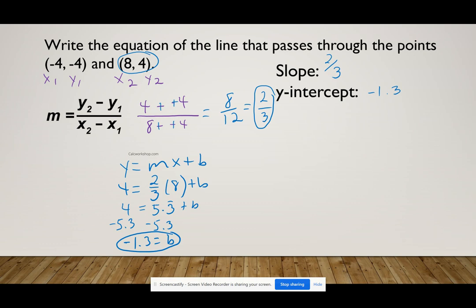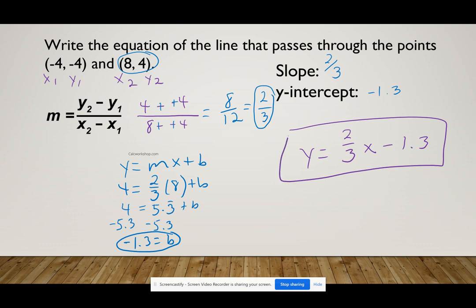All right, so if I were to write this as an equation, I would have y equals, my slope is 2/3 x minus 1.3. So that one didn't end up being a nice, pretty whole number, but you get the idea.